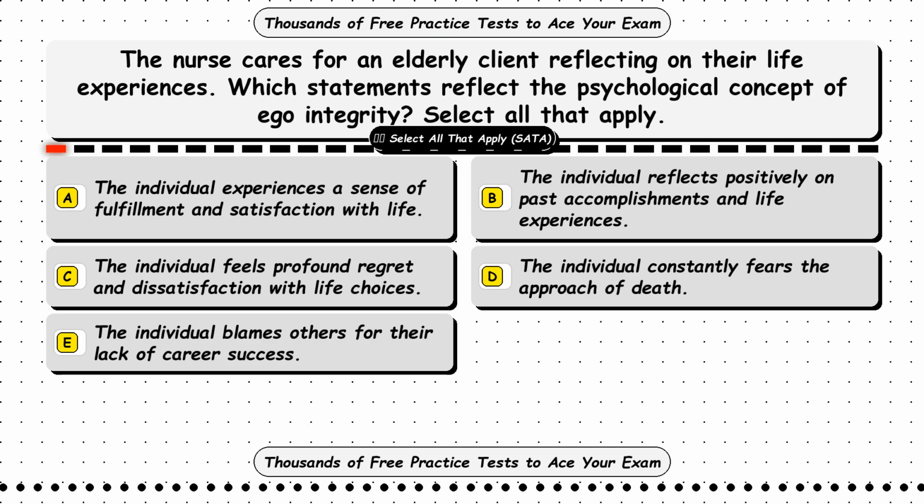Question 132. The nurse cares for an elderly client reflecting on their life experiences. Which statements reflect the psychological concept of ego integrity? Select all that apply. Option A. The individual experiences a sense of fulfillment and satisfaction with life. Option B. The individual reflects positively on past accomplishments and life experiences. Option C. The individual feels profound regret and dissatisfaction with life choices. Option D. The individual constantly fears the approach of death. Option E. The individual blames others for their lack of career success.